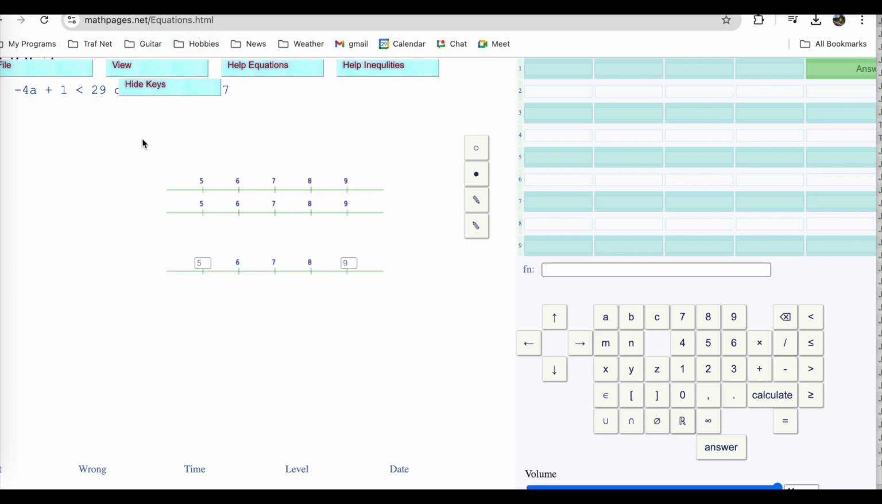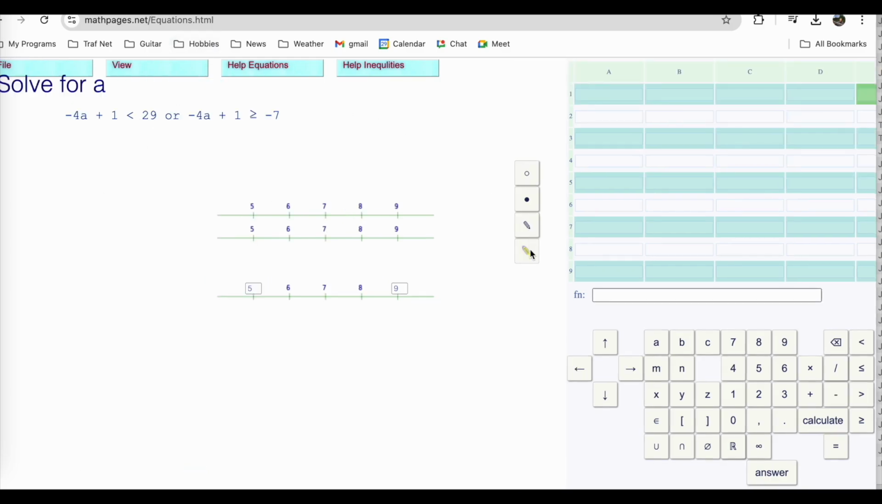I am going to subtract 1 from both sides. That gives us negative 4a is less than 28. We have negative 4a is greater than or equal to negative 8. Then I want to divide both sides by negative 4, and that's going to flip the direction of this relationship in both cases. Divide this side by negative 4, we have positive a. Divide 28 by negative 4, we have negative 7. Over here, divide this side by negative 4, we have positive a. Divide negative 8 by negative 4, and that gives us positive 2. A is greater than negative 7. A is less than or equal to 2.